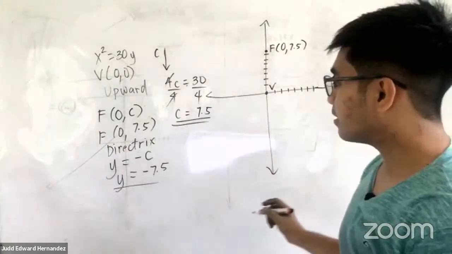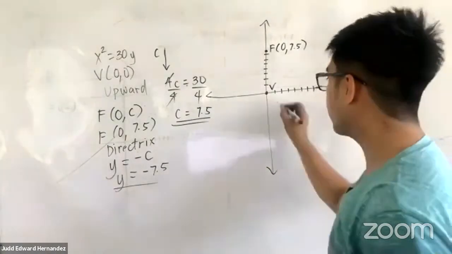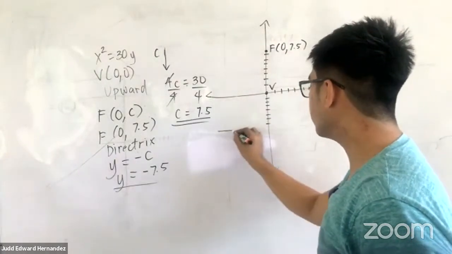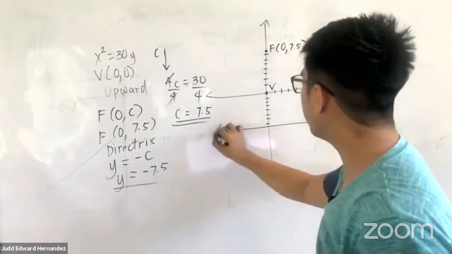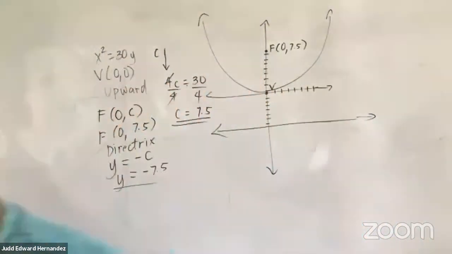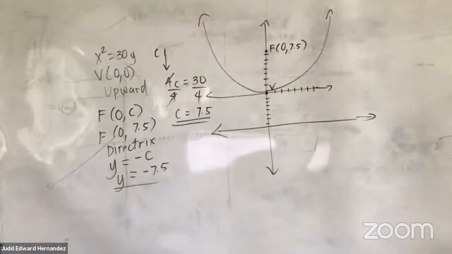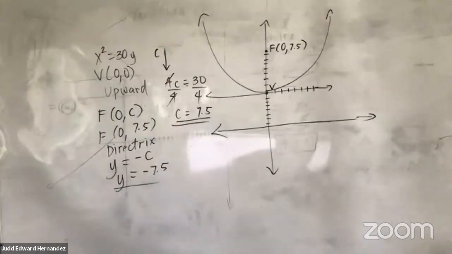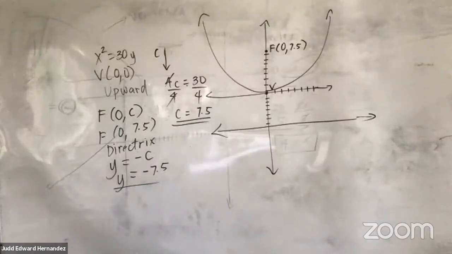And where is the directrix? Directrix is negative 7.5. 1, 2, 3, 4, 5, 6, 7, 8. So this is the directrix. Therefore, our parabola is now opening upwards. So madali lang, di ba? Okay, so that is how you solve for the equation of the parabola x squared is equal to 30y. Wow, di ba basic lang?